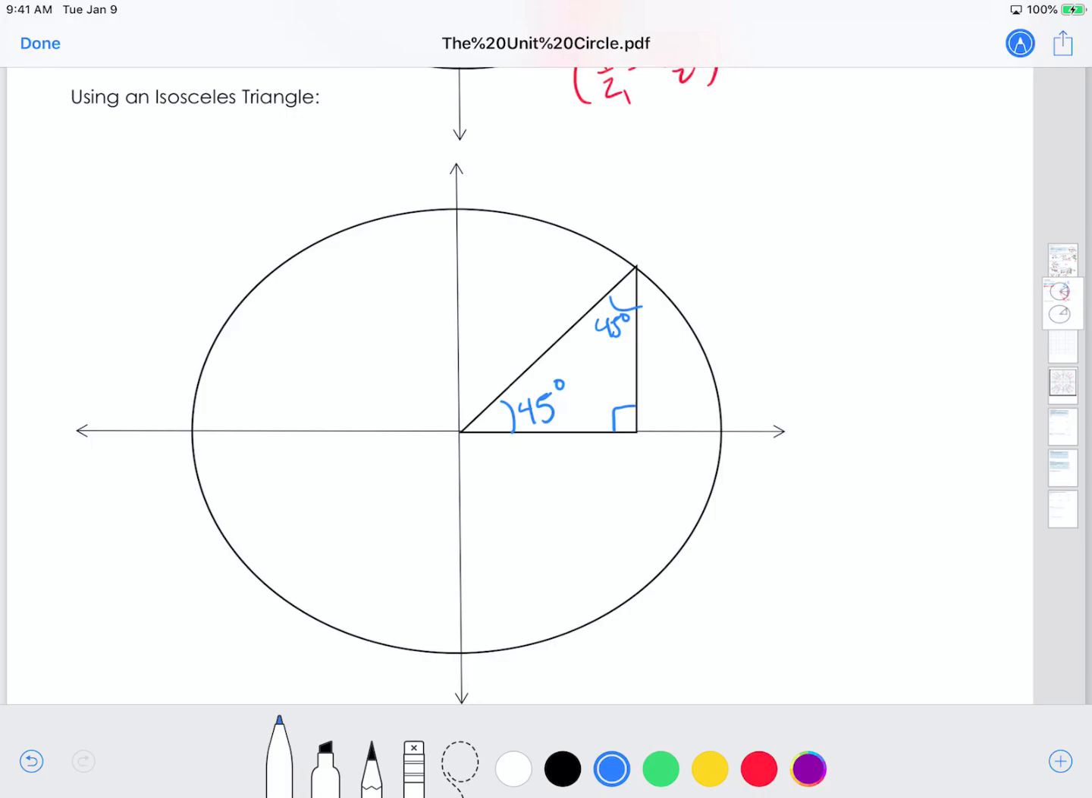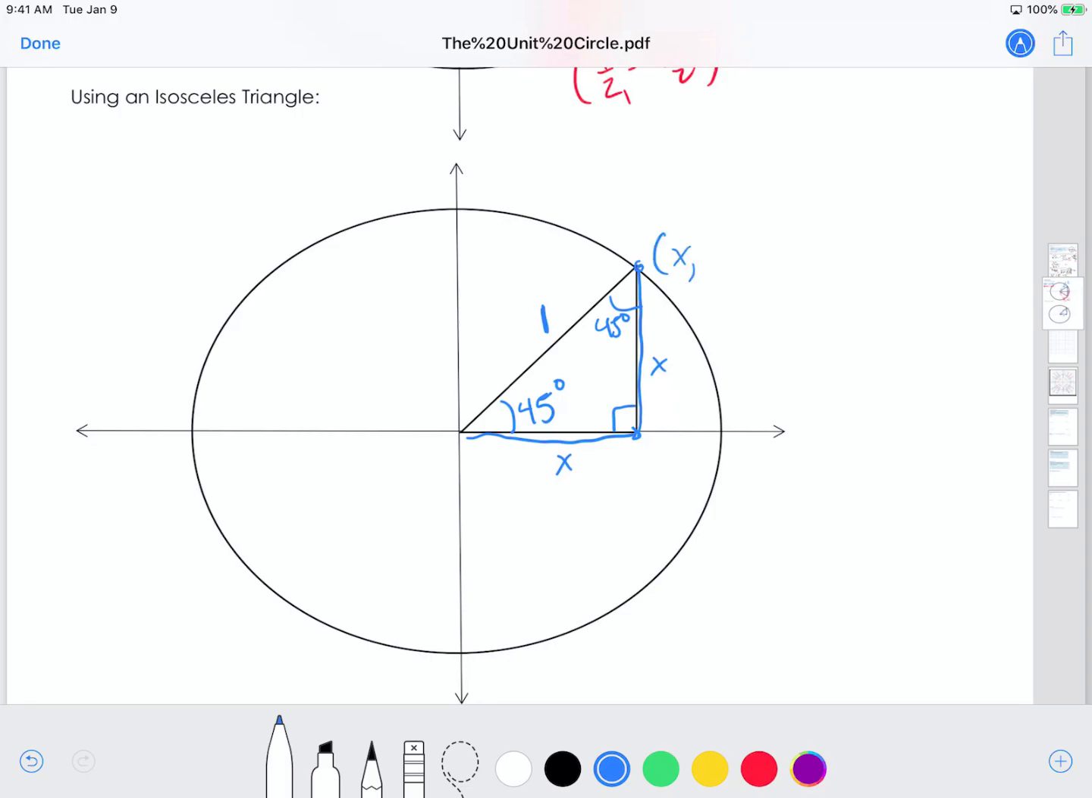And when we have two angles that are the same, then those opposite sides of those angles are going to be the same as well. Since I know that the hypotenuse is 1, this distance from here to here, we'll call it x. Because this distance from here to here has to be the same, I'm also going to call that x, because we have an isosceles triangle where we have two sides that are the same.